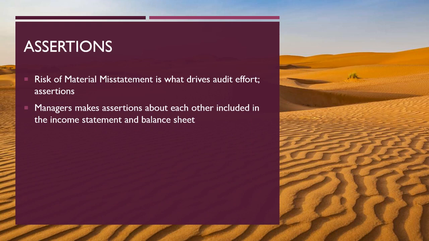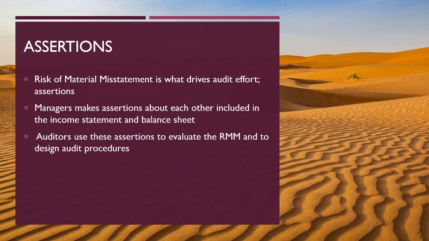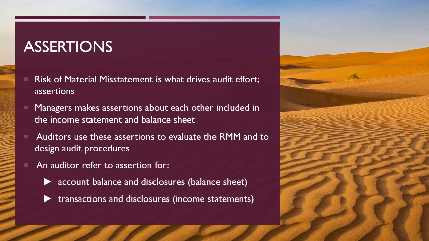Managers make assertions about each element included in the income statement and balance sheet. Auditors use these assertions to evaluate risk of material misstatement and to design audit procedures. There are two occasions when an auditor refers to assertions. Account balance and disclosure refers to balance sheet. On the other hand, transactions and disclosures refer to income statements.